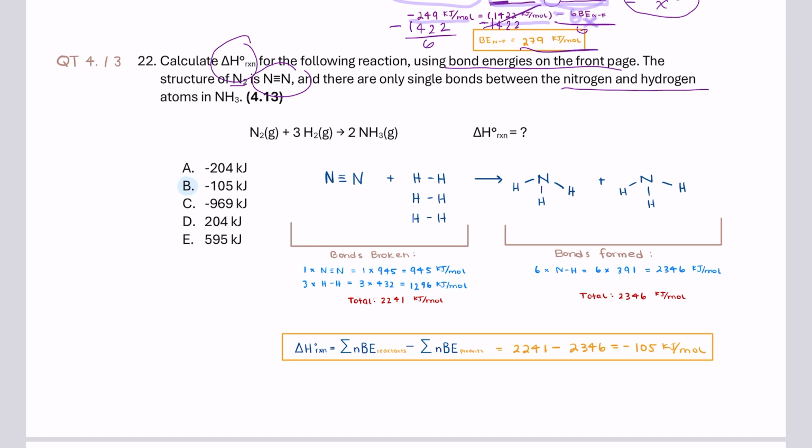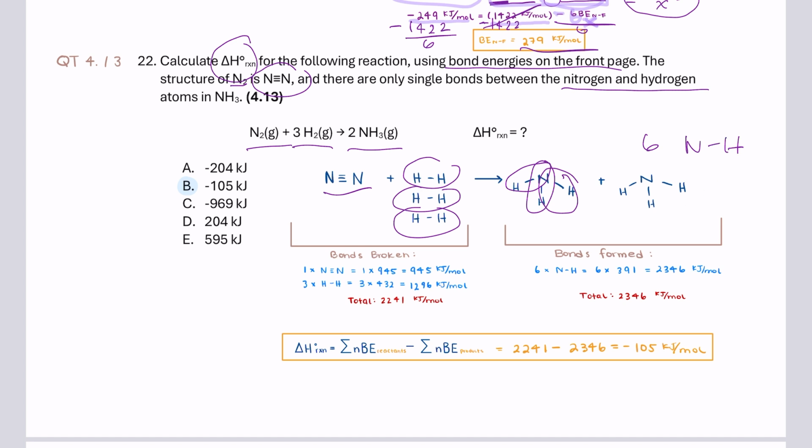In this case, we're given a balanced reaction. 1 mole of nitrogen gas reacts with 3 moles of hydrogen gas to form 2 moles of ammonia. The structure of nitrogen gas is a nitrogen-nitrogen triple bond, and each hydrogen molecule is made up of a hydrogen-hydrogen single bond. Finally, we have ammonia. Ammonia has 3 nitrogen-hydrogen single bonds per mole, and since there are 2 moles in the products, that's a total of 6 nitrogen-hydrogen bonds that are formed.